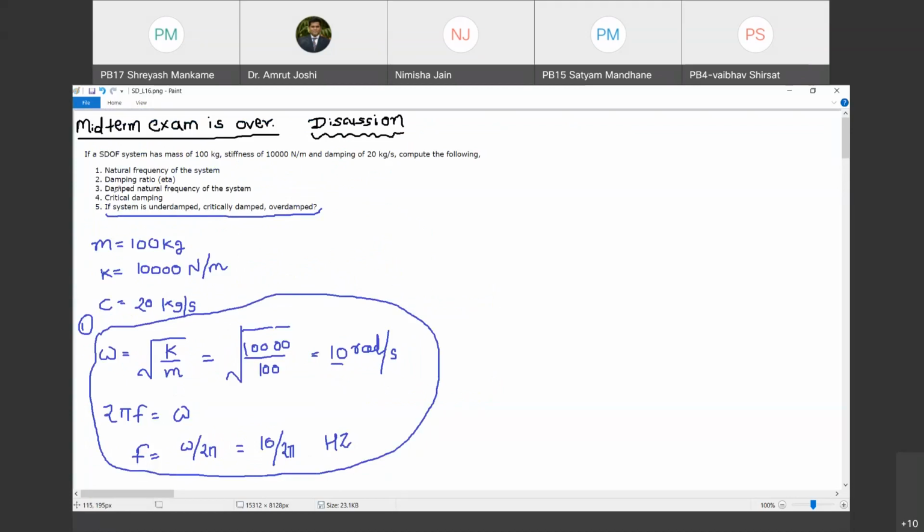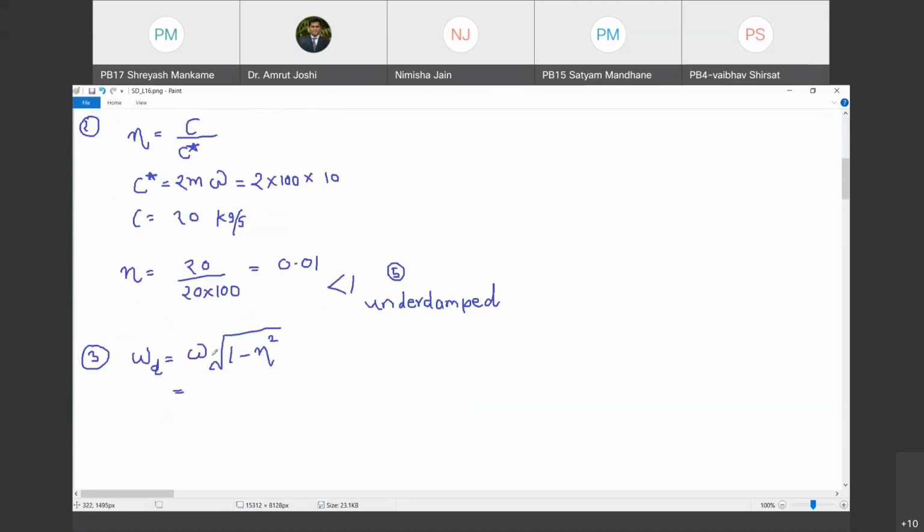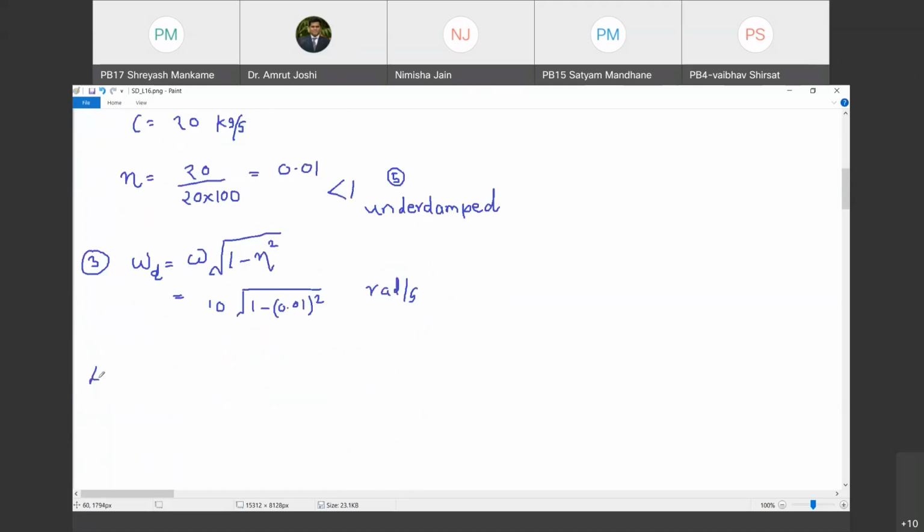Look, the moment I ask for the damped natural frequency of the system, it is obvious that I was talking about an under damped system. That also is a hint. Are you with me? Yes, sir. So therefore, omega d is equal to omega into square root of 1 minus eta square. So what is the value of omega? 10. What is the value of eta? 1 minus 0.01 square. Now I leave this to you. You do this and find out what the damped natural frequency is. This also will be in radian per second. So half the mark is for the number, that is magnitude, half the mark is for the unit. Are you with me? Yes, sir.